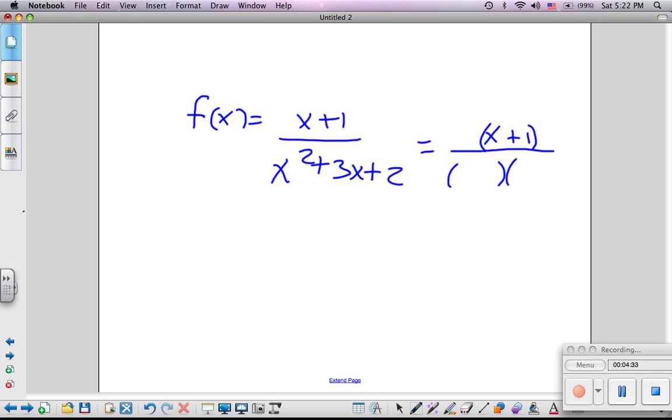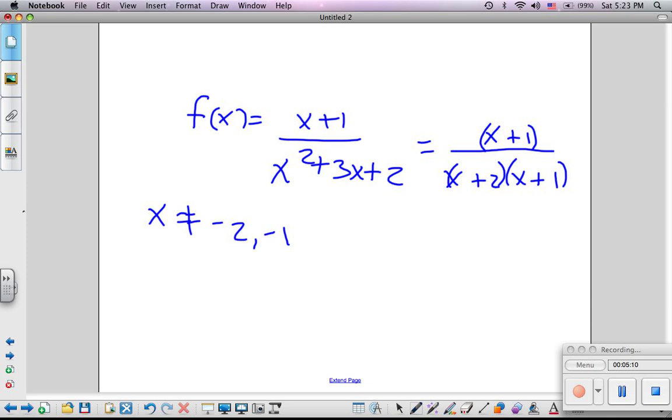If we factor the denominator here, we're going to get x plus 2 and x plus 1. Now if we look at this, the x times the x gives us an x squared. We get 2x from the 2 and the x, and a 1x from the 1 and the x. Adding those together gives us 3x, and then 2 times 1 is 2. Now we can clearly see that the domain has to exclude any values that make the denominator 0. If x is minus 2, we'll get a 0. So x cannot be equal to minus 2 or minus 1.